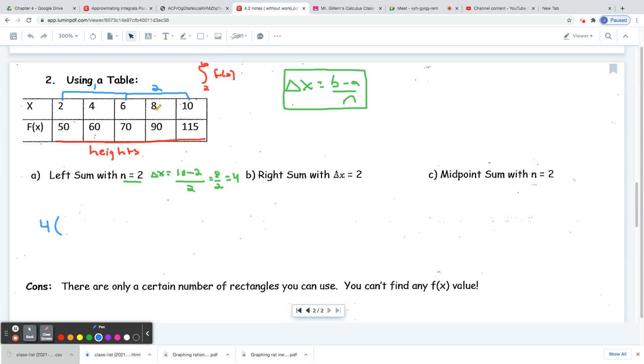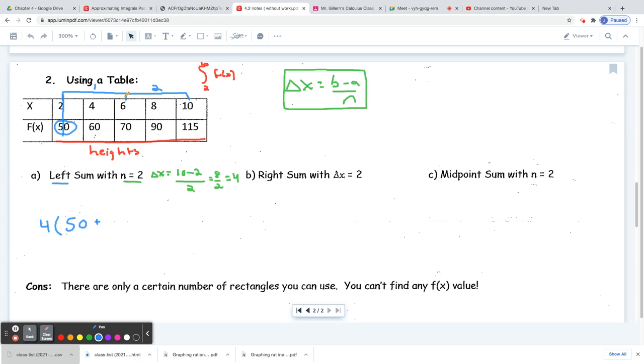Since it's a left sum, my first rectangle starts at 2 and ends at 6. Well, what's the left side? The left side is this one. Nice and easy. What's the height? It's just 50. See, you don't have to plug anything in. It just tells you what it is. That's why this is so much easier.